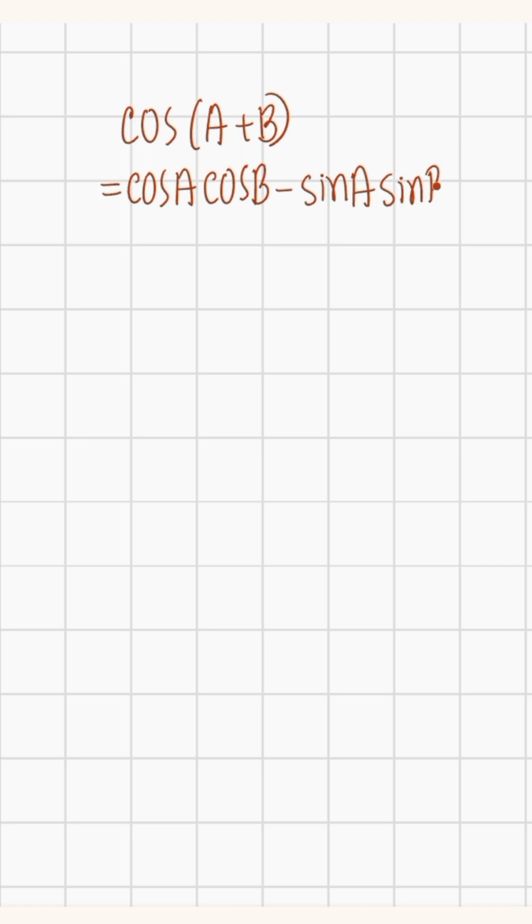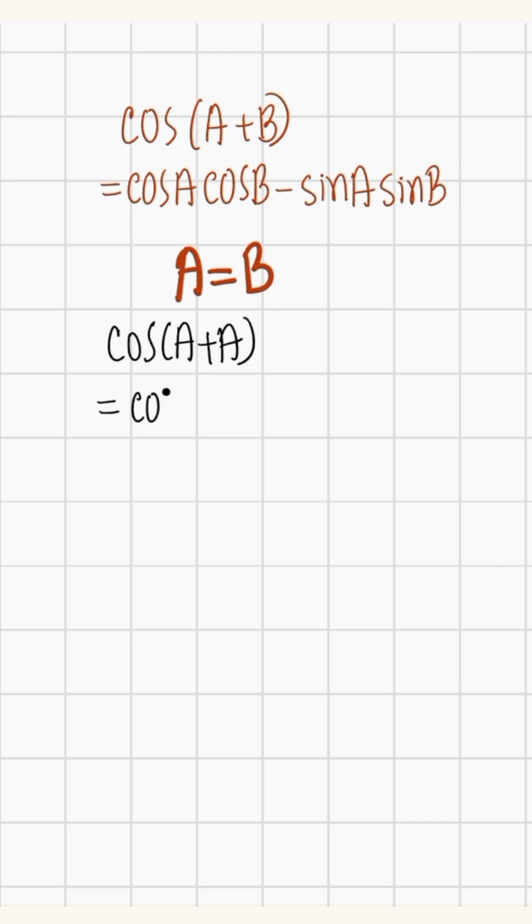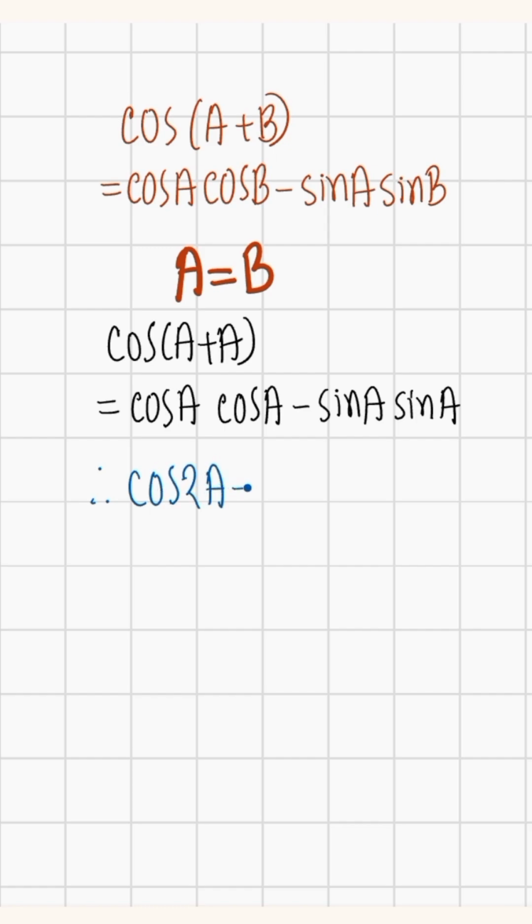cos(A+B) = cos A cos B − sin A sin B. যদি A = B হয়, cos(A+A) = cos A cos A − sin A sin A. সুতরাং cos 2A = cos²A − sin²A.